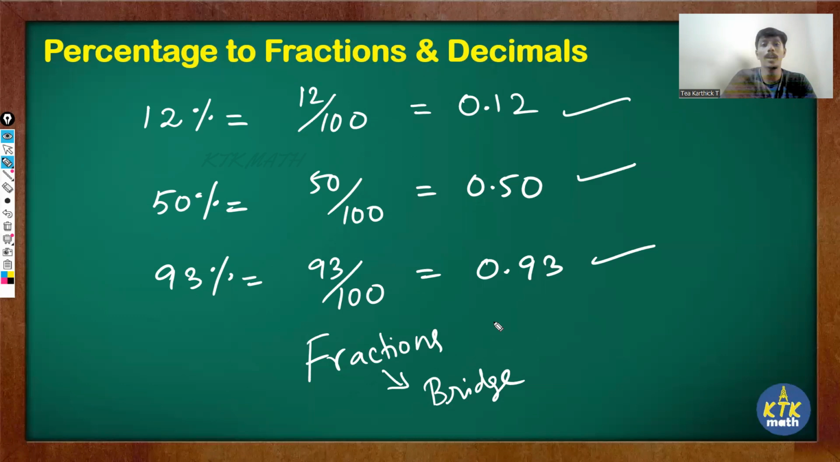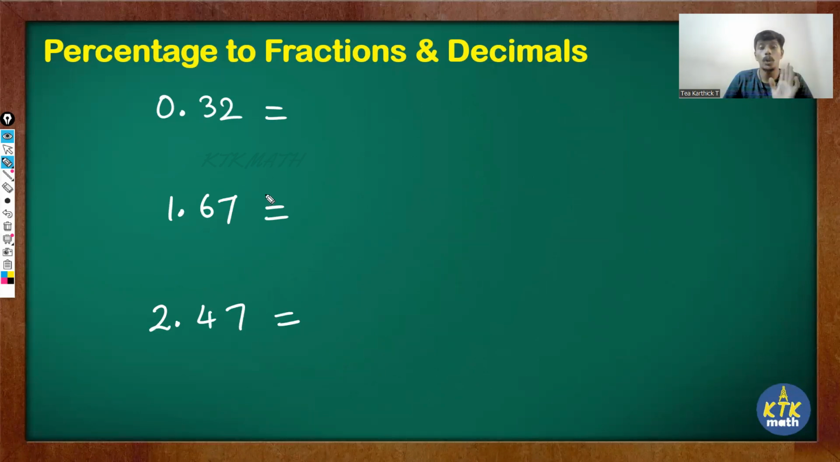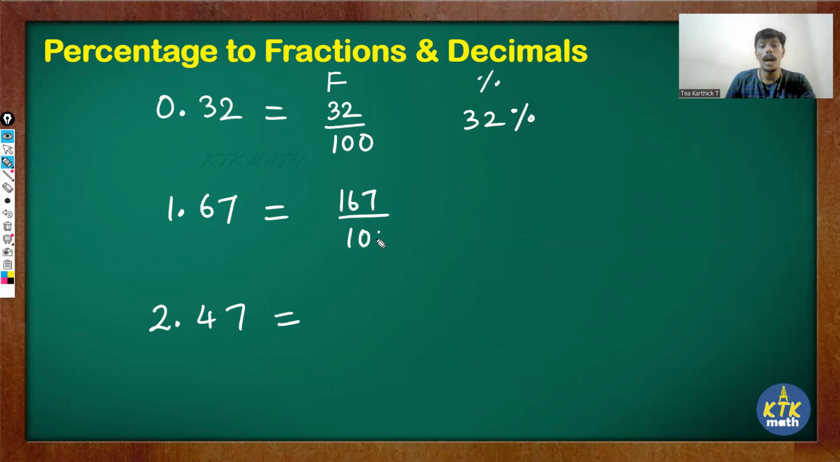You may ask me, sir, how to convert decimals into percentage? For example, if you have 0.32, or 1.67, or 2.47, in all these cases, don't try to write the direct answer into percentage. You first convert them into fraction and then you go for percentage. 0.32 means what? 32 by 100. So it is going to be 32 percentage. The same way, 167 by 100.